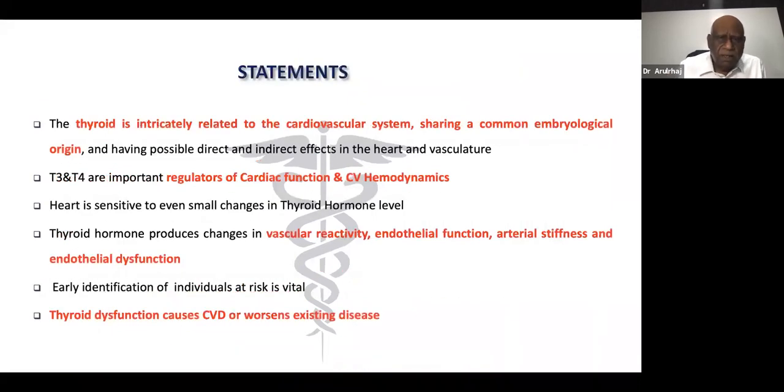Now, ladies and gentlemen, these are the statements we make. Thyroid is intricately related to the cardiovascular system, with a common embryonic origin. T3 and T4 are important regulators of cardiac function and cardiovascular hemodynamics. The heart is sensitive even to small changes in thyroid hormone level. Thyroid hormone produces changes in vascular reactivity, endothelial function, arterial stiffness, and endothelial dysfunction. Thyroid dysfunction causes CVD or worsens existing disease.